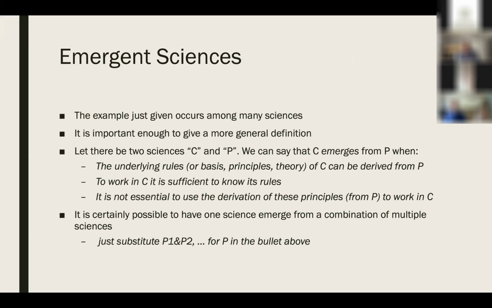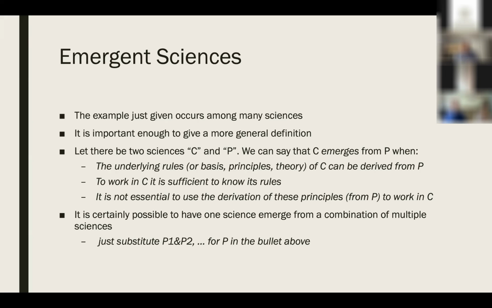So the concept of emergent sciences is a really important one. I don't particularly care if anybody remembers that specific term, but the concept, I think, is important. So let's give a more general definition. Consider that there are two sciences called C and P, and I chose those letters so you can think of C for chemistry and P for physics, but it doesn't have to be.